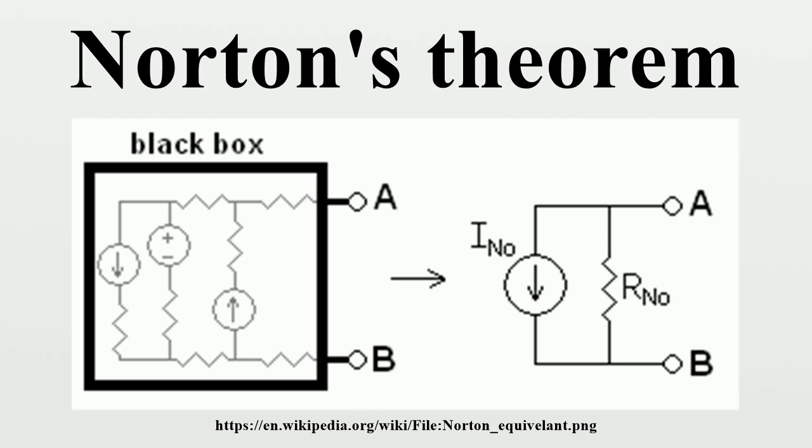To find the equivalent, find the Norton current I_NO. Calculate the output current, I_AB, with a short circuit as the load. This is I_NO. Find the Norton resistance R_NO. When there are no dependent sources, there are two methods of determining the Norton impedance R_NO. Calculate the output voltage, V_AB, when in open circuit condition. R_NO equals this V_AB divided by I_NO.